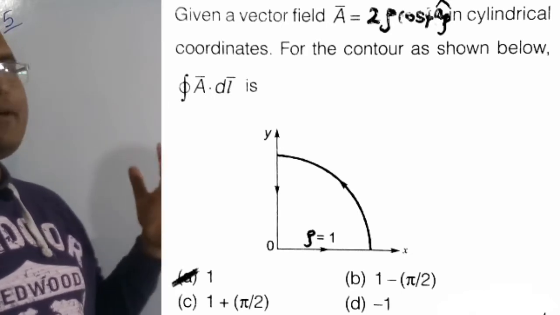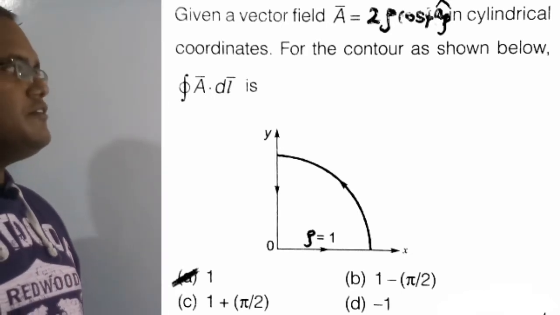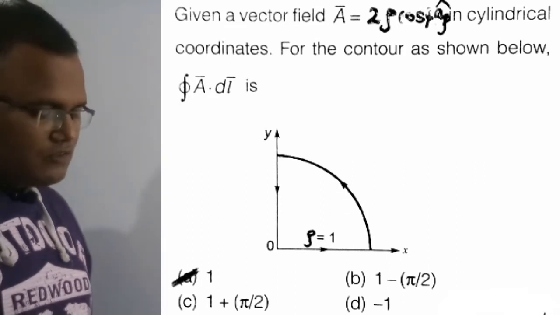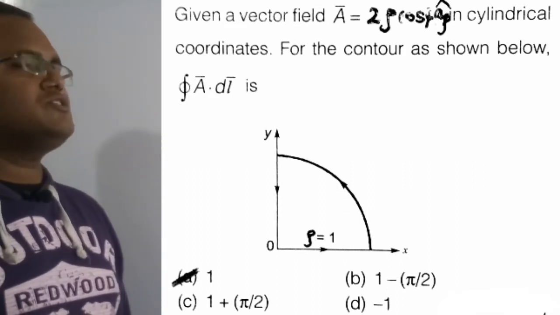So this question is the same as the first question. Therefore, we are going to solve this question by two methods, as we did for the first question. Out of these four options, option A is the correct solution of this question.